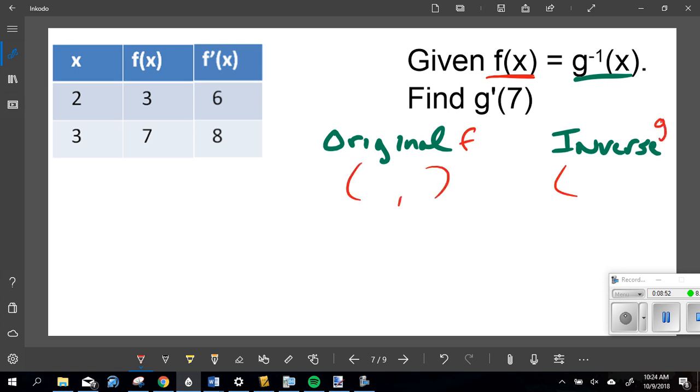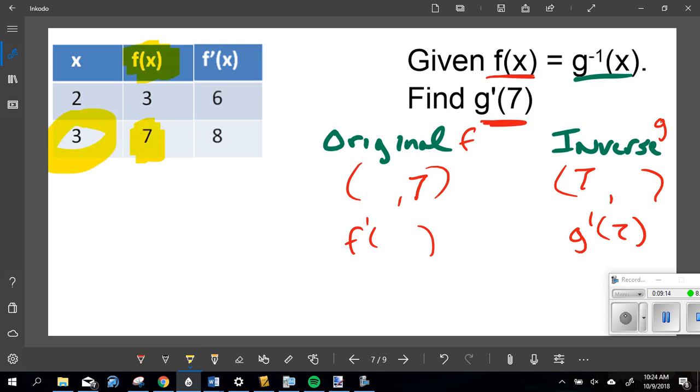I'm going to find an ordered pair. I'm going to find F prime at something, and I'm going to find G prime. In this case, I'm finding G prime at 7. So if I'm finding G prime at 7, how is 7 related to my G function? It's the X. So in my other function, it's the Y. So I want to know when F has a Y value of 7. When does F have a Y value of 7? F has a Y value of 7 at 3.